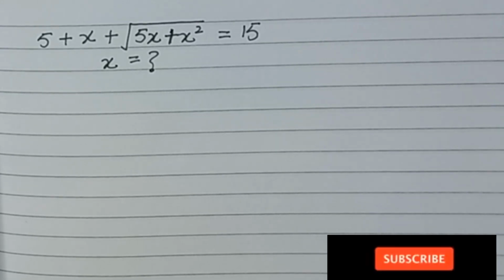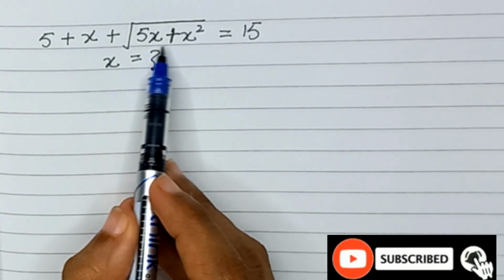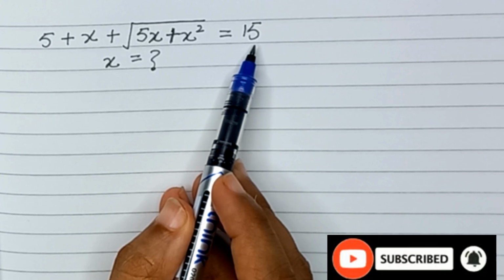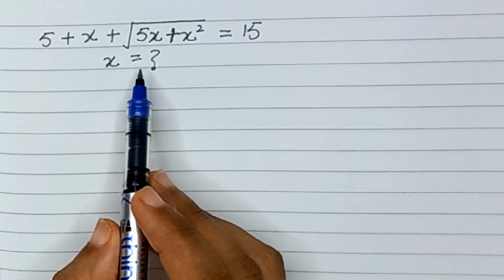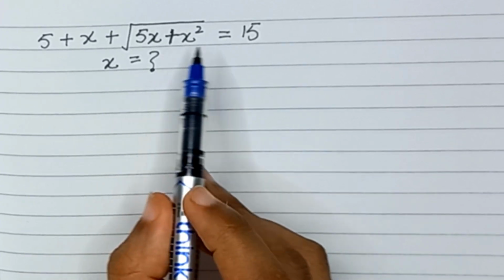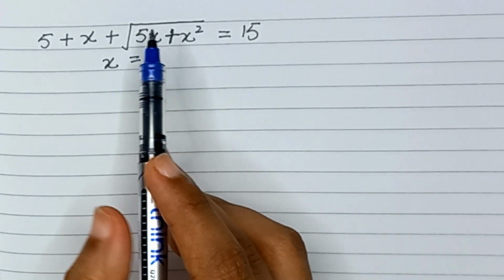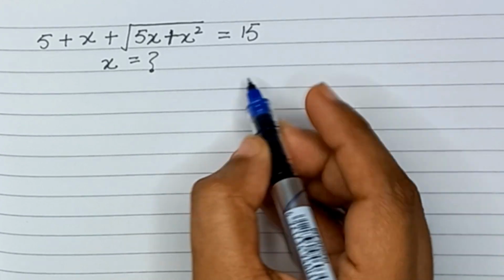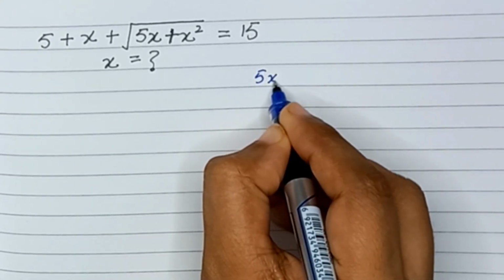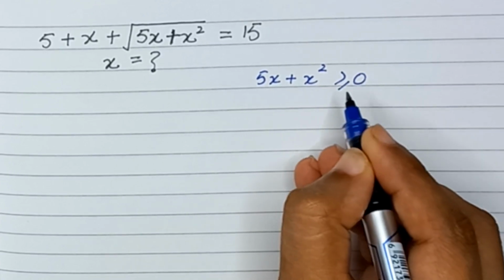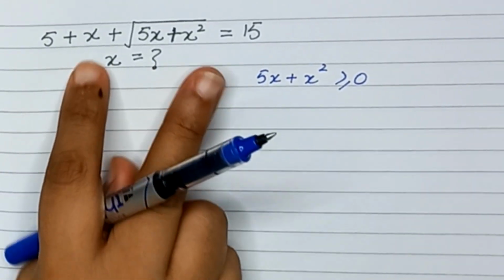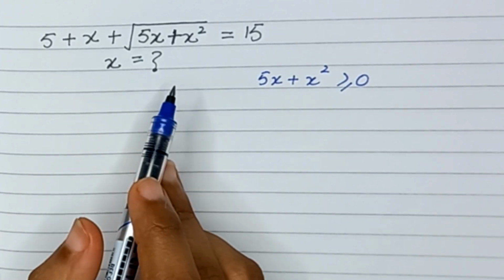Today I have a question: 5 plus x plus the square root of 5x plus x square is equal to 15, and we have to find the value of x. From the expression under the square root, 5x plus x square is greater than or equal to 0. Now we will solve the above equation and find the value of x.